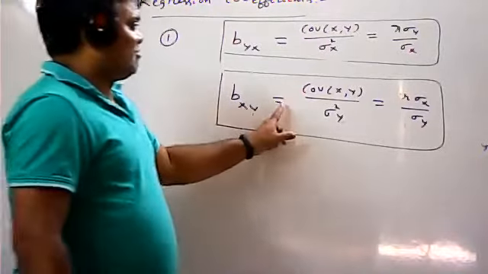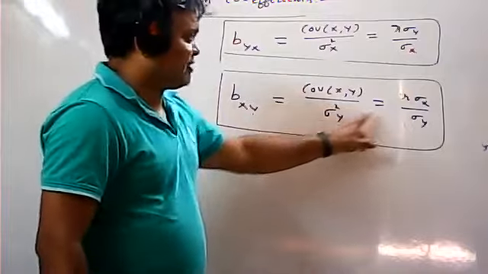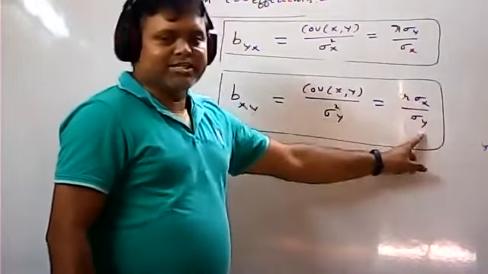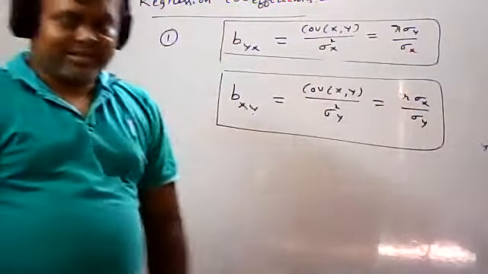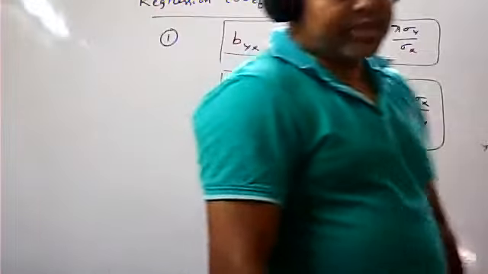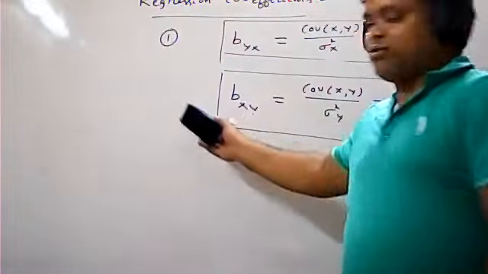So what is the bxy formula? Covariance of xy by sigma square y. Otherwise, simply r sigma x by sigma y. So these are the definitions of regression coefficients. Okay. So now I know the definitions of regression coefficients.